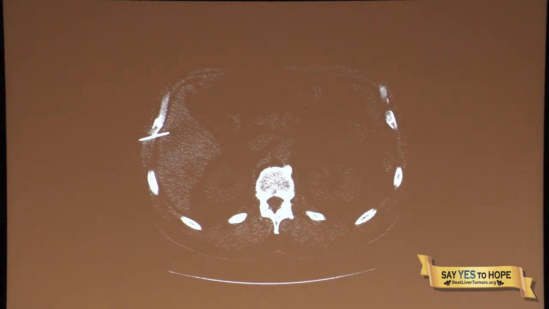This whole process takes about 10 minutes and we're done. This requires just a little bit of medication and a little bit of lidocaine, and we can generally get a pretty good biopsy so that people know where to go. So this is just the biopsy thing.